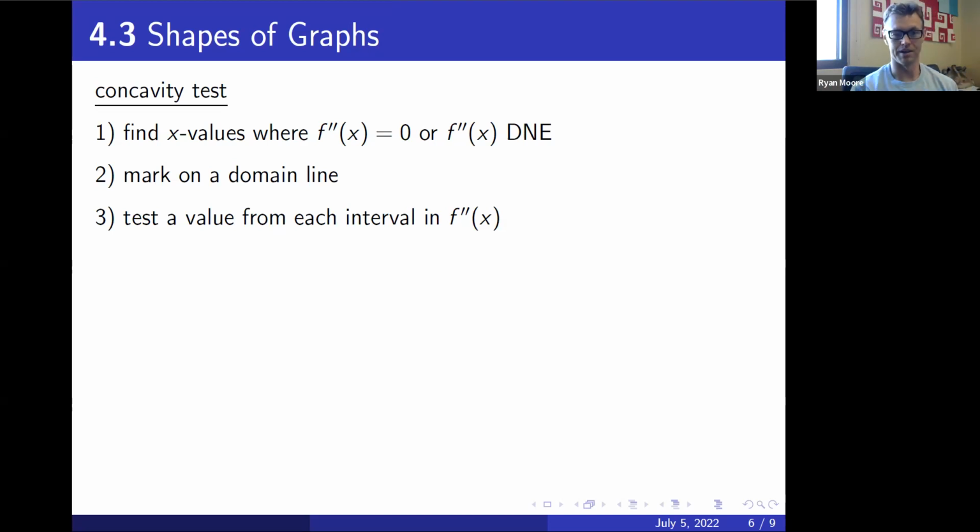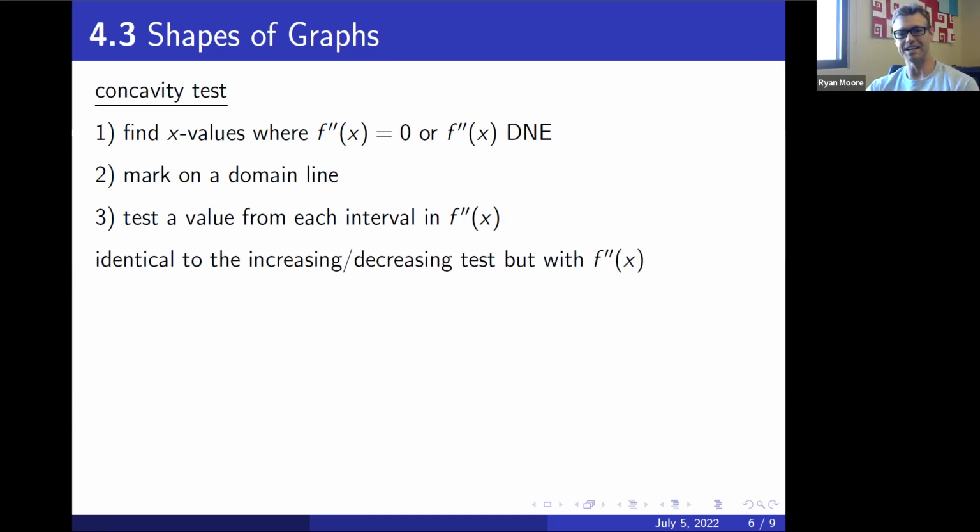We're going to mark those on a domain line. Then we're going to test a value from each interval, but we're going to test those values into, of course, the second derivative now, to see if that interval is concave up or to see if that interval is concave down. And again, I'll note that this is identical to the increasing decreasing test, except we're using f double prime x.